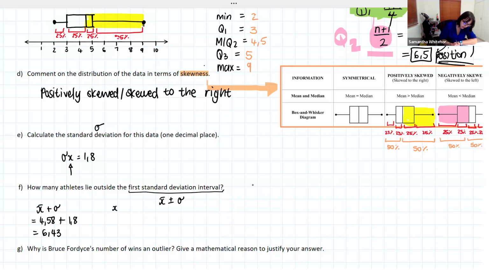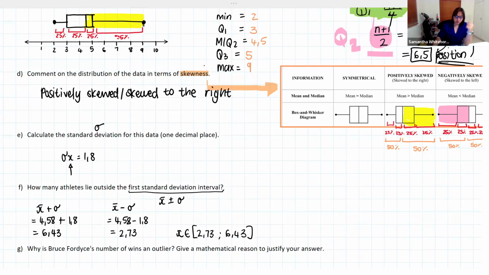I want to do the same by subtracting a standard deviation. So 4,58 minus 1,8, and that gives me 2,73. What you have done is you found the interval. So we're saying the value of x, so the number of wins, should be within the interval 2,73 to 6,43. As long as your number of wins is from 2,73 to 6,43, you're in the first standard deviation interval.